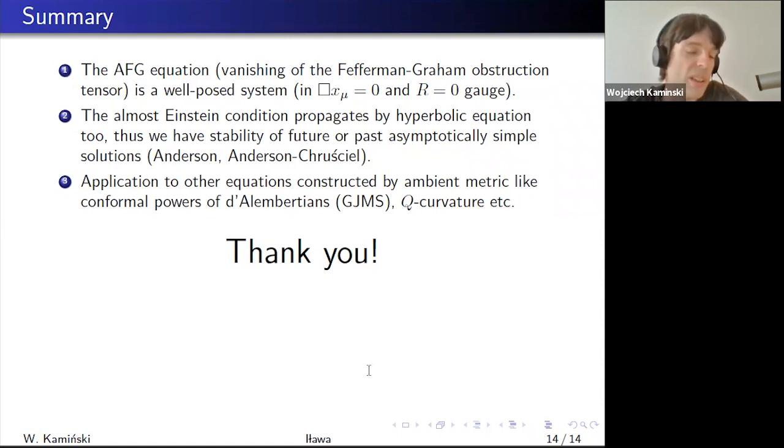So it's quite a useful method to show this stability in many ways. Of course, this method is also applied to many constructions given by this ambient metric, these conformal powers of, say, D'Alembertians, because we are in Lorentzian signature. So we can prove that there always exists, in the Lorentzian, globally hyperbolic situation, a scale for which the Q curvature vanishes, and so on.